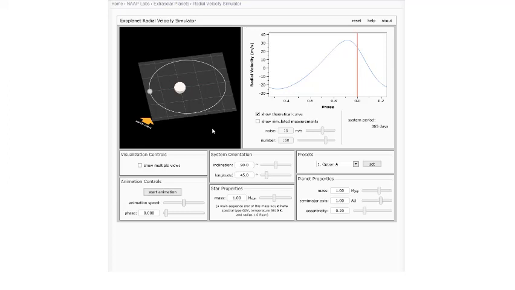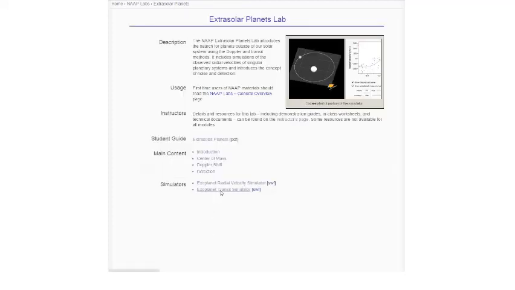Number 7 has to do with the characteristics of exoplanets, whether they can be detected. So again, it's very similar to question 4 actually. Best bet is to play with both simulators. Play with your radial velocity simulator, play with the transit simulator.